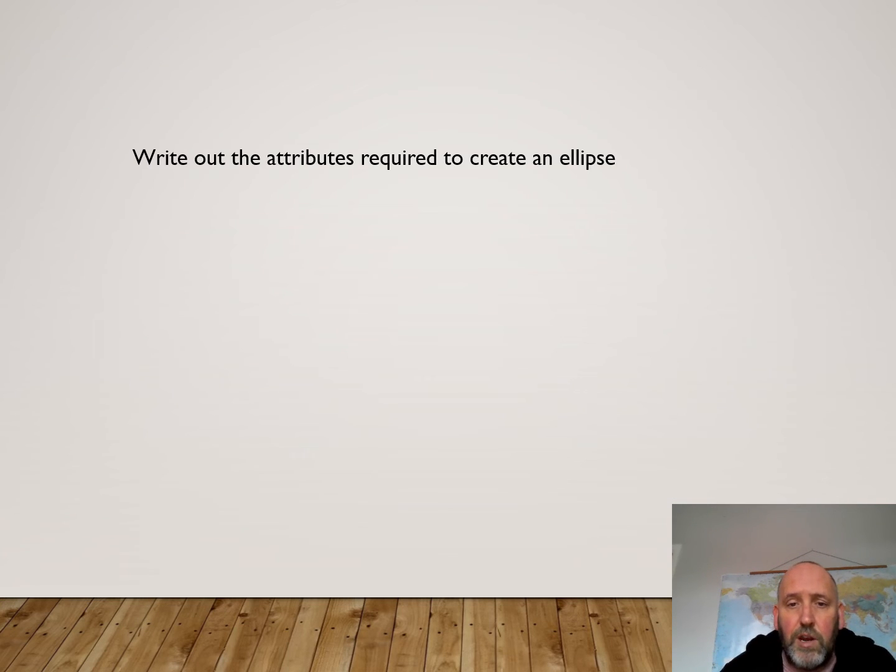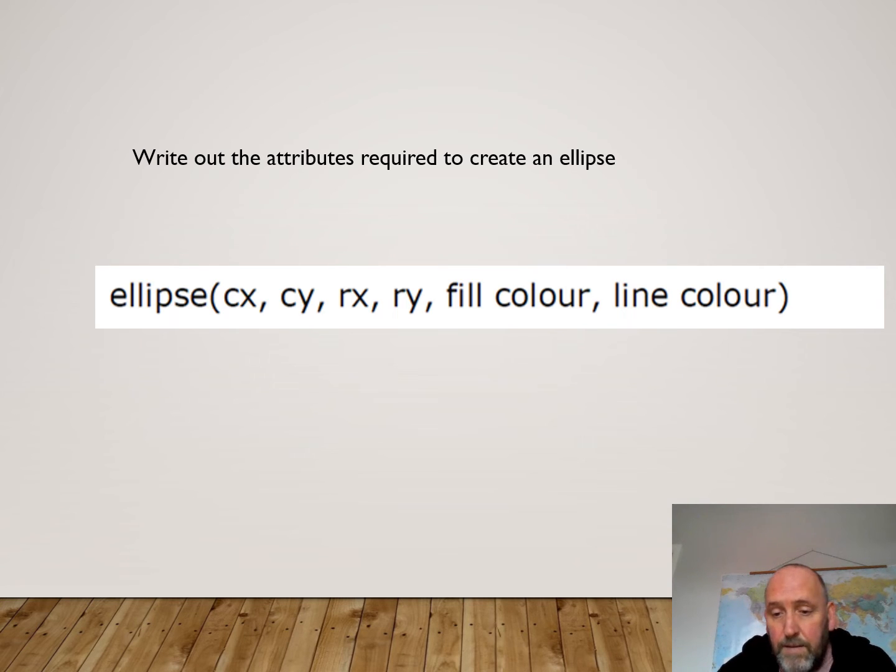Write out the attributes to create an ellipse. Pause the video. There we are. Center X, center Y, radius X, radius Y, fill color, line color.